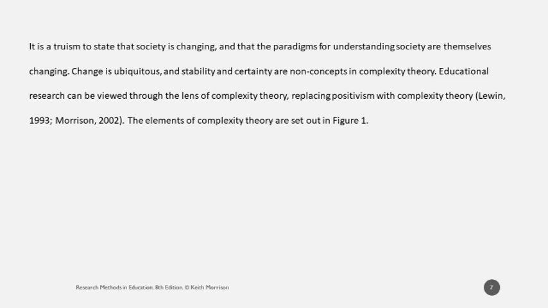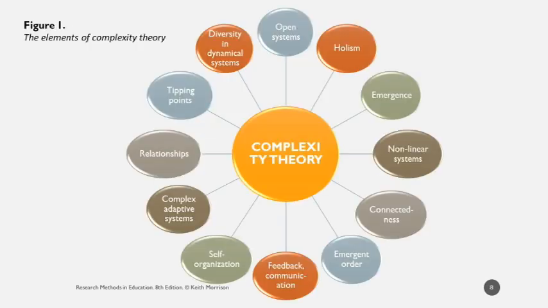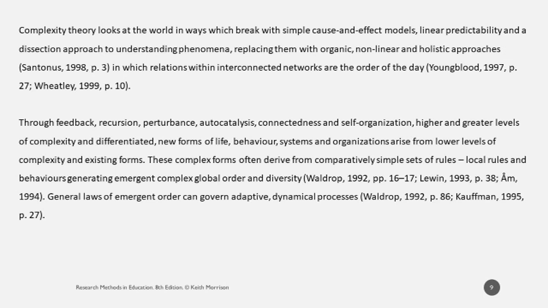The elements of complexity theory are set out in Figure 1. The elements of complexity theory are open systems, holism, emergence, nonlinear systems, connectedness, emergent order, feedback, communication, self-organization, complex adaptive systems, relationships, tipping points, diversity and dynamical systems. Complexity theory looks at the world in ways which break with simple cause and effect models, linear predictability and a dissection approach to understanding phenomena, replacing them with organic, nonlinear and holistic approaches in which relations within interconnected networks are the order of the day.